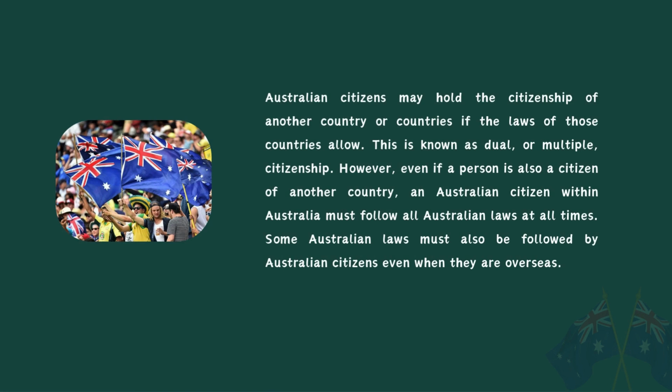Australian citizens may hold the citizenship of another country or countries if the laws of those countries allow. This is known as dual or multiple citizenship. However, even if a person is also a citizen of another country, an Australian citizen within Australia must follow all Australian laws at all times. Some Australian laws must also be followed by Australian citizens, even when they are overseas.